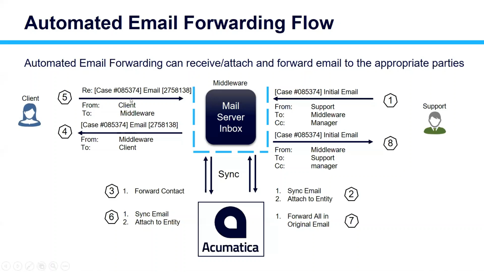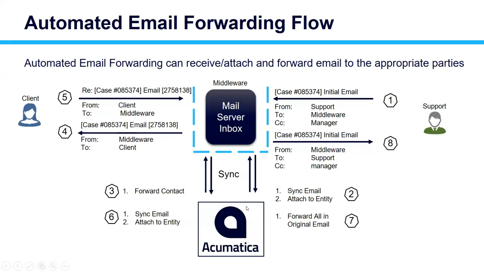Then the client replies to the middleware. Again, from the client to the middleware, we don't put the direct support person name. This middleware server receives the email. Acumatica synchronizes the email from the mail server, understands that there is a new email coming, attaches it to the entity based on the case subject, and then forwards it to the support person. How to forward to the support person? To find the previous email. By this additional parameter in the end of the email, Acumatica will find the original email and will forward it to the support person.